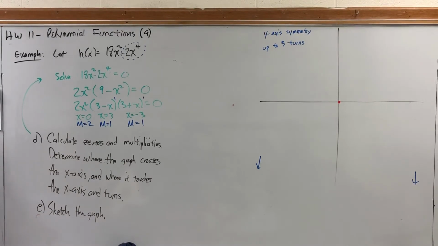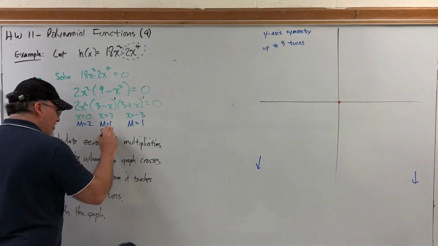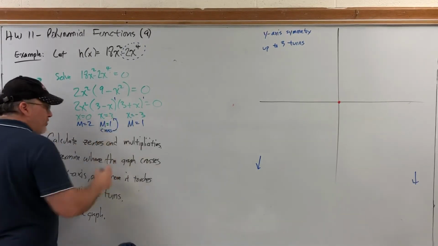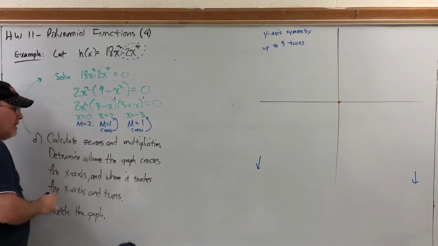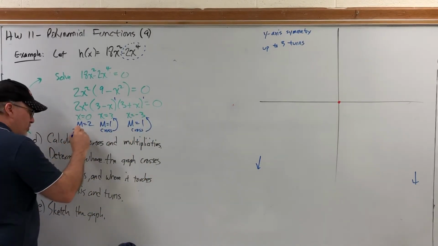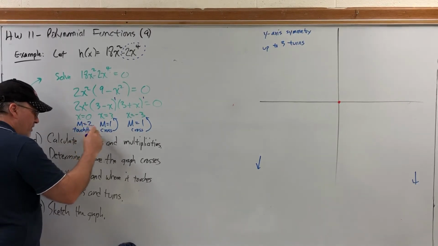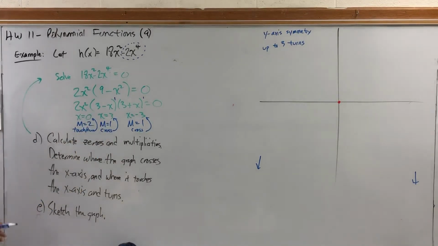And remember, odd multiplicity crosses. So we're going to cross at 3, and we're going to cross at negative 3. But an even multiplicity is where you touch and turn. So we're going to touch and turn at x equals 0. Let's import all this information onto the graph.